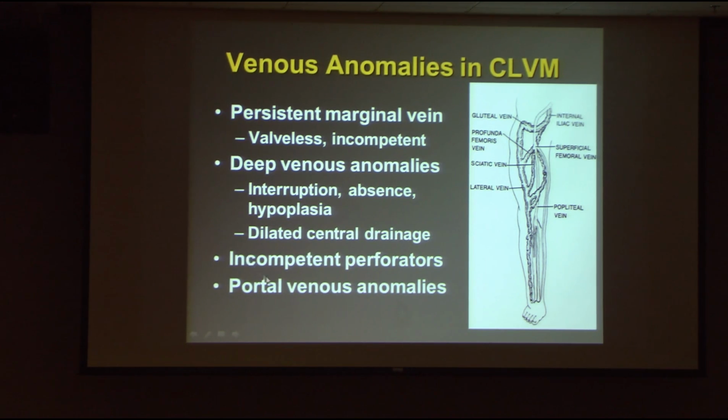I'll show you some of that. We also see incompetent perforators quite often. So perforators are little connections between the deep veins and the superficial veins, and normally the direction of flow is from the superficial veins into the deep. But when they, again, are incompetent, then the blood will go from the deep veins to superficial ones, and that will show up as varicosities. I'm also going to show you another example of portal venous anomaly.